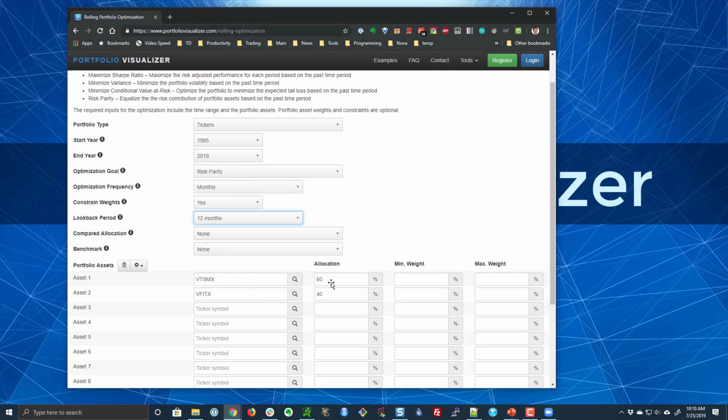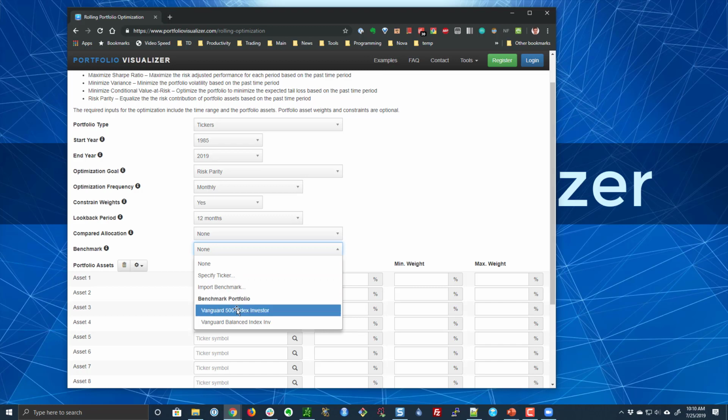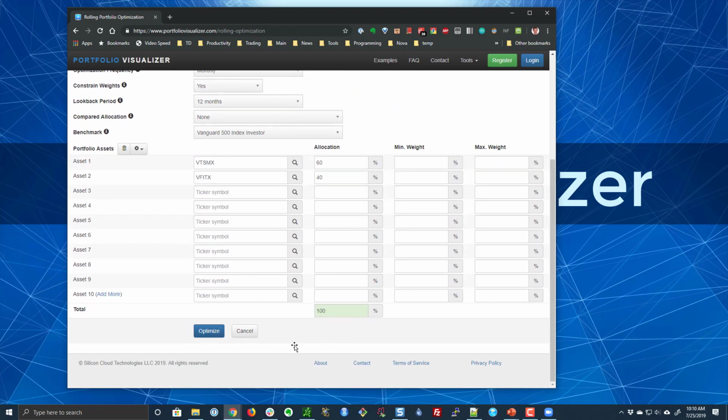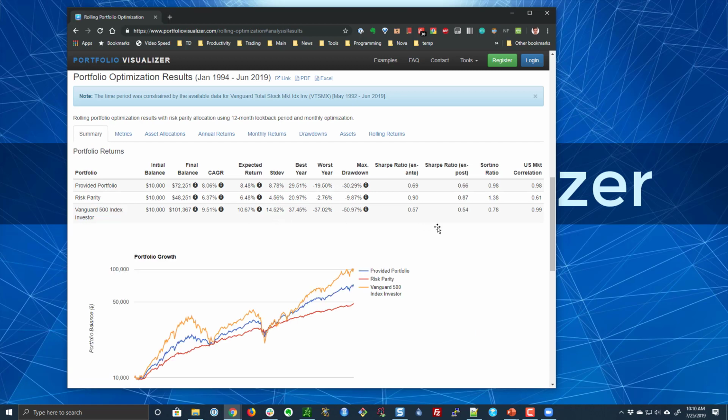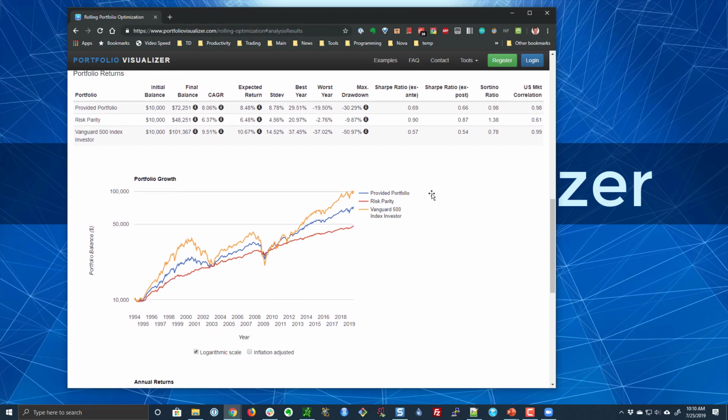As a second allocation, I'm also going to do just a static allocation of 60-40, and I'm going to compare that to a benchmark of just the market. All right, optimize. And you can see how quick this thing is, by the way. So here are the results.